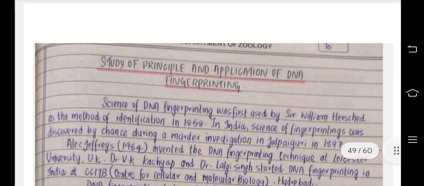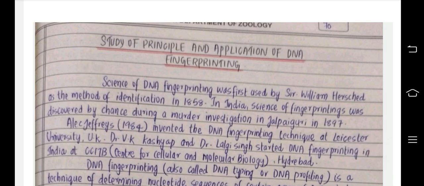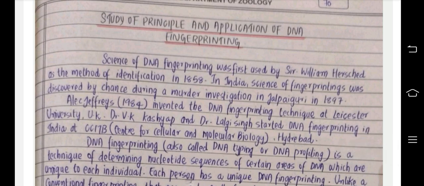Next, a study of the principle and application of DNA fingerprinting. The science of fingerprinting was first used by Sir William Herschel as a method of identification in 1858. In India, the science of fingerprinting was discovered by chance during a murder investigation in Jabalpur in 1897.